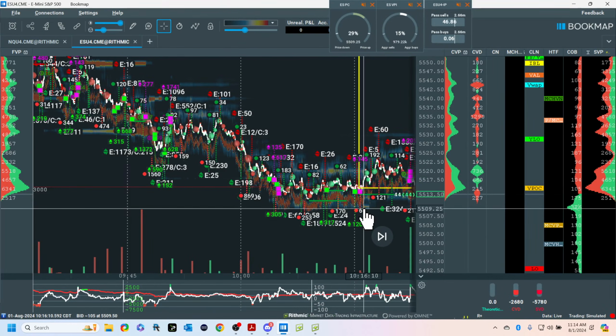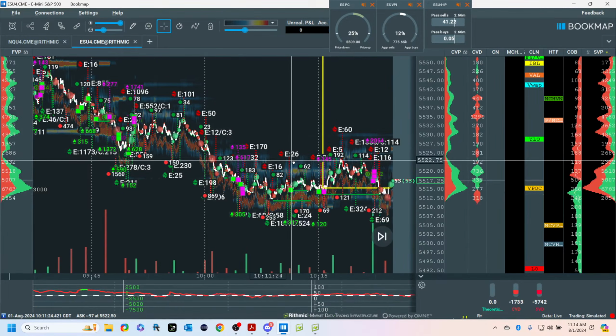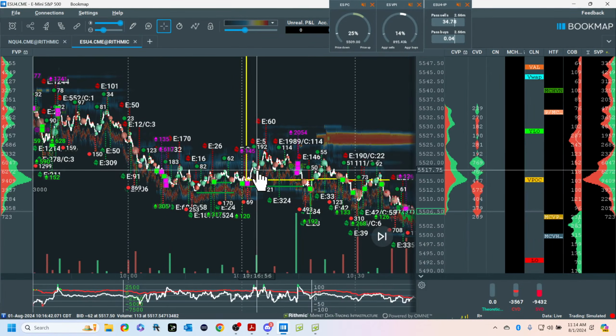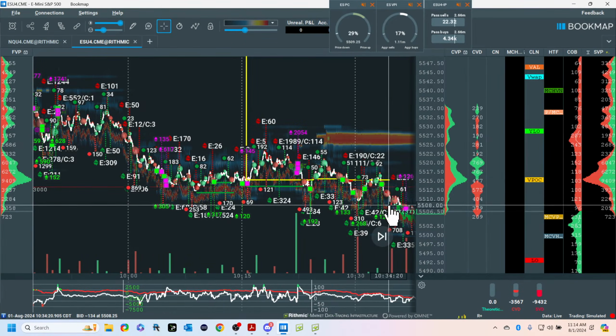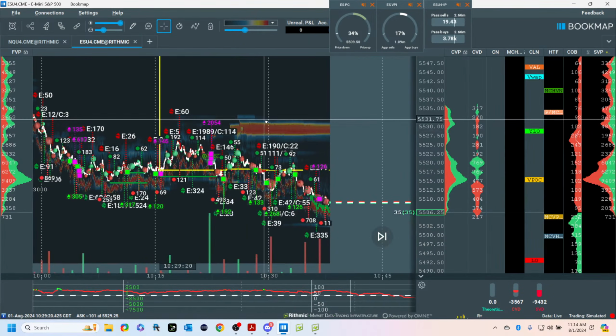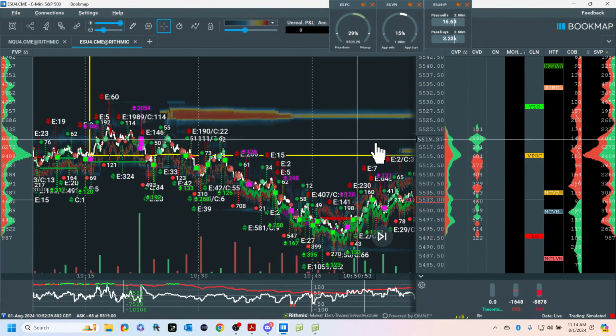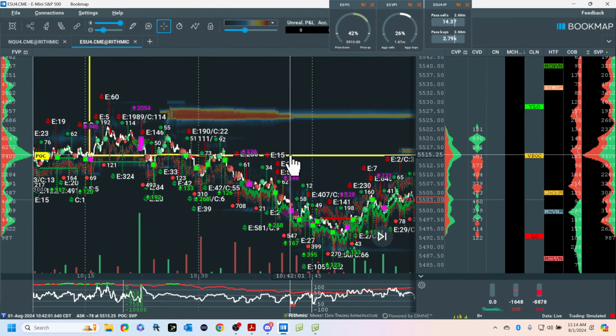Now, this is called VPOC migration. I was still in this trade. There, you see, this is the target coming down, okay? So that trade's over. But now let's look at the continuation short. Same concept. Now, this is the current retail price.